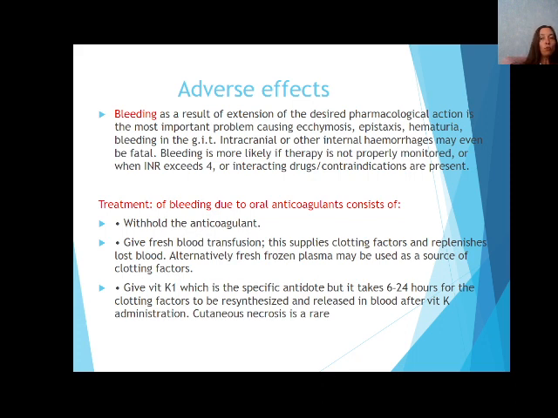Adverse effect of oral anticoagulants mainly is bleeding, a result of extension of the desired pharmacological action. The most important problem causing ecchymosis, epistaxis, hematuria, bleeding in the GIT. Intracranial or other internal hemorrhages may even be fatal. Bleeding is more likely if therapy is not properly monitored or when INR exceeds 4 or interacting drugs or contraindications are present. So in the case of bleeding, how should we treat?